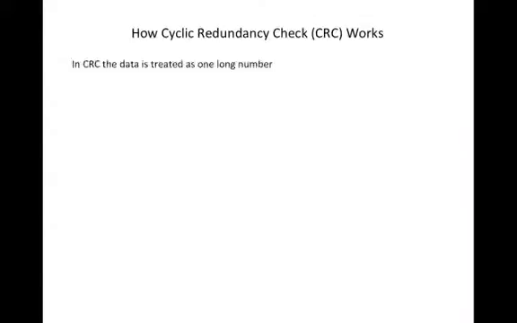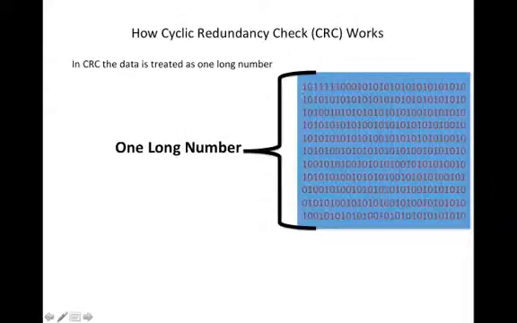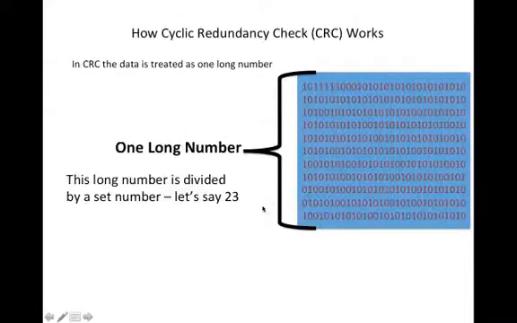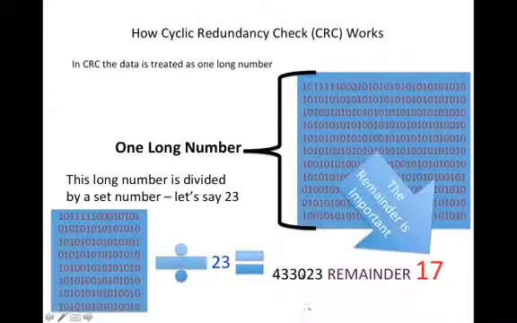Now in cyclic redundancy check, the data is treated as one long number. So here we have our data. This time it's treated as one incredibly long number. The long number is divided by an agreed upon number. Let's say it's 23. So we have this division sum taking place. The result of that is 433,023, remainder 17. It's the remainder that's the important part of this.